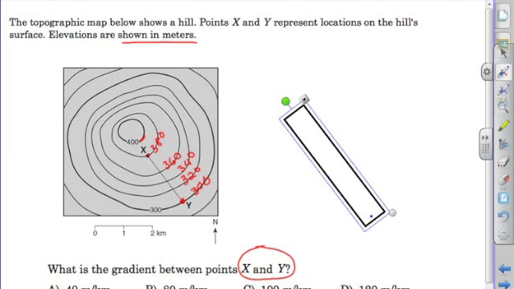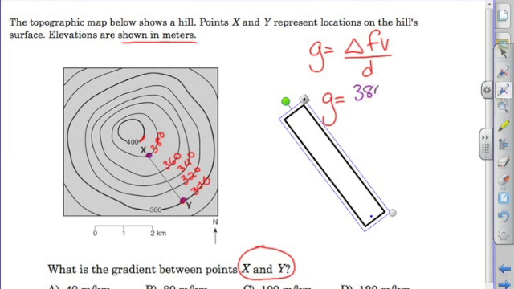So with the application of my gradient formula, G equals change in field value over distance, I'm going to now find the change in field value. Because X is on the 380 line and Y is on the 300 line, I'll always put the larger number up front. 380 meters minus 300 meters divided by distance.